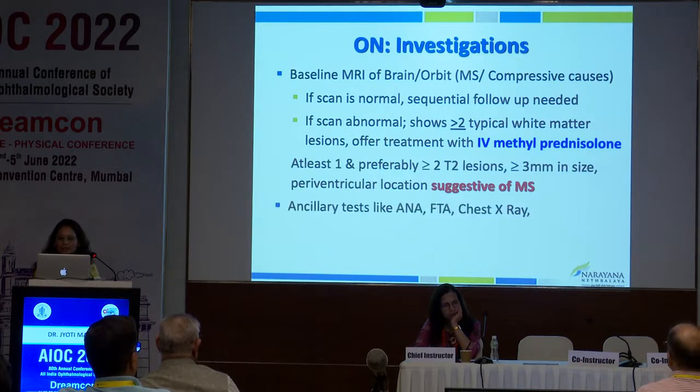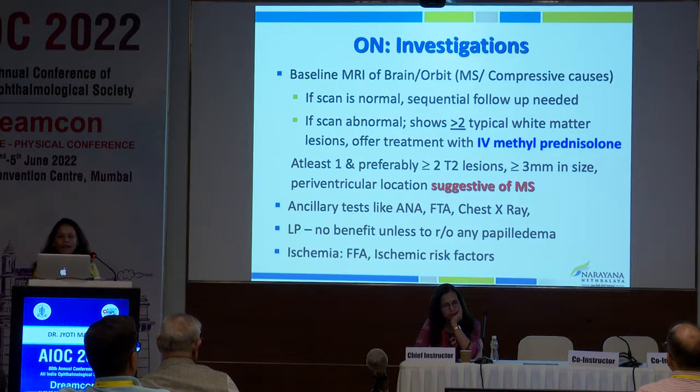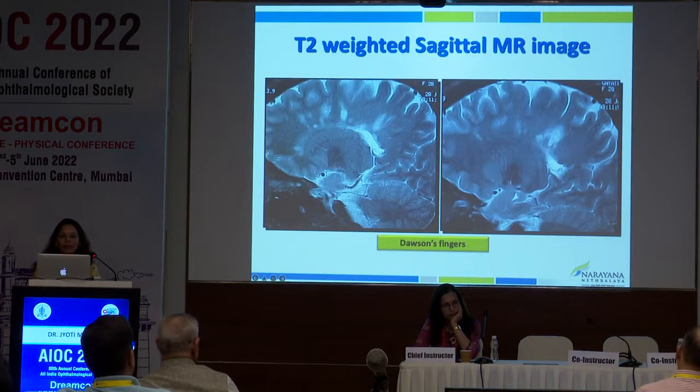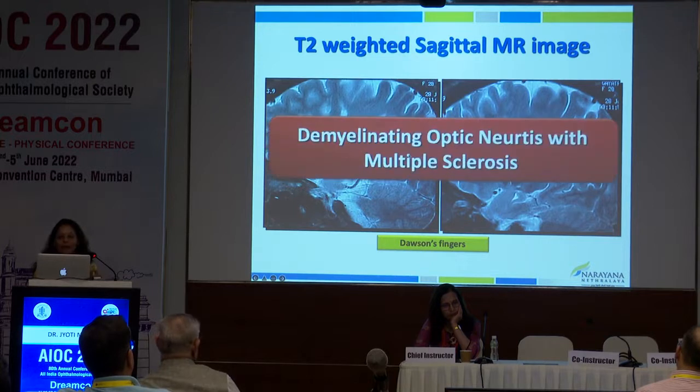There are other tests to rule out the other causes. LP has no benefit unless you're looking for papilloedema, where you look for the opening pressure to diagnose IIH. And for ischemia, look at other risk factors. So if you see, these are the classical defects, which are the ovoid lesions seen perpendicular to the ventricle, called Dawson's fingers. So this child had demyelinating optic neuritis with multiple sclerosis.